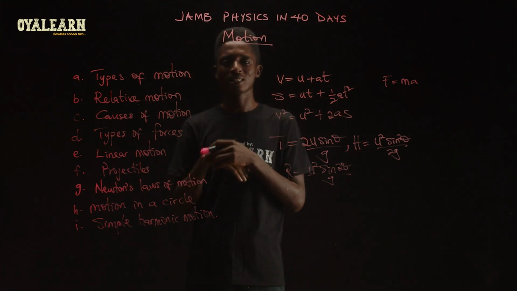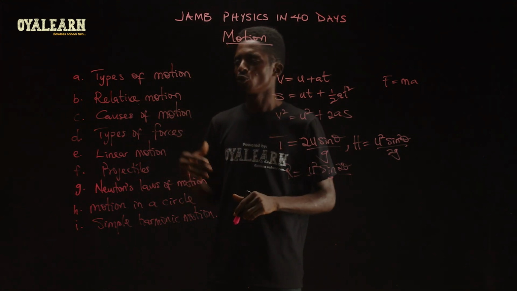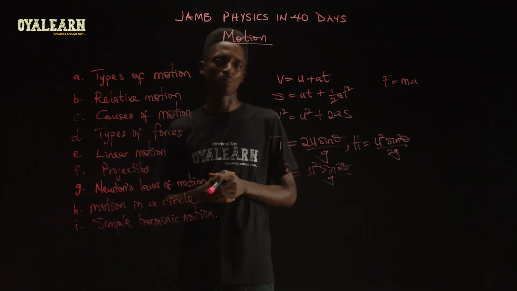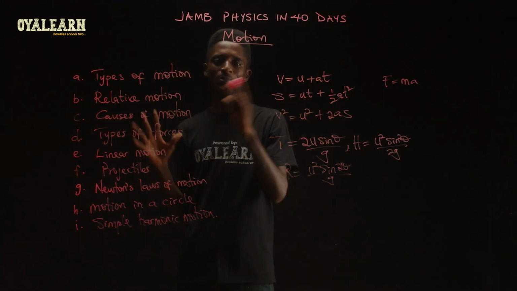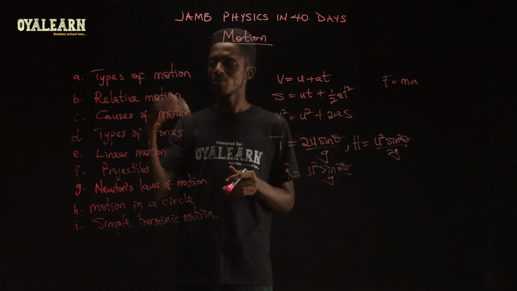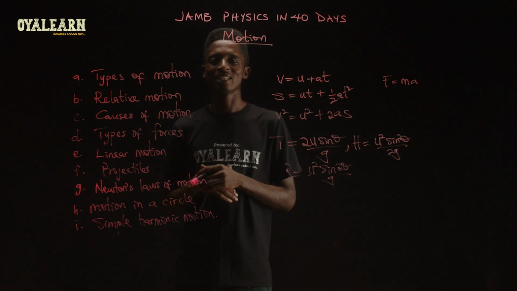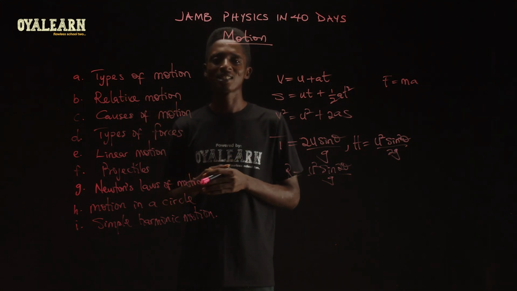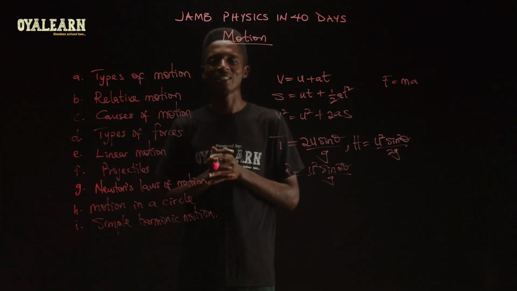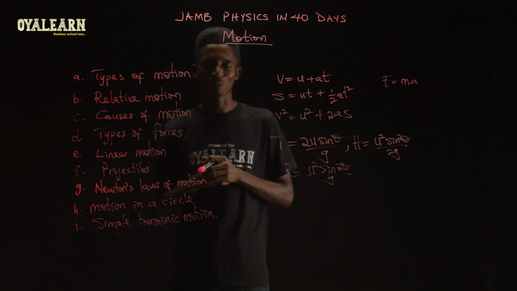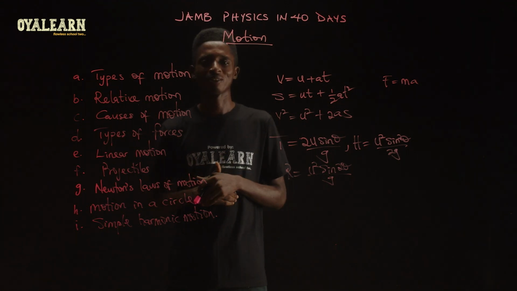And JAMB expects that as a candidate taking the exam, you should be able to solve problems on these highlighted topics. Now, to help you, I will display some formulas that you should know, especially on these different highlighted topics. As we look at the questions, we will be applying some of these formulas that you are seeing right now on your screen. So if you're ready, let's go on now to solve some problems on motion.